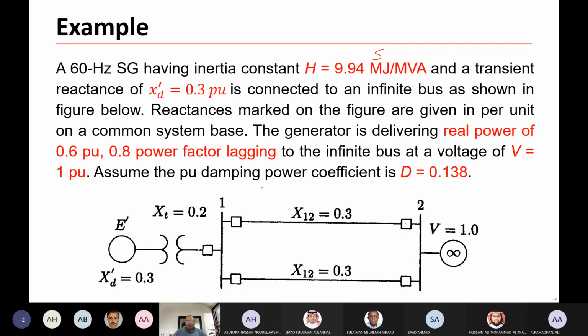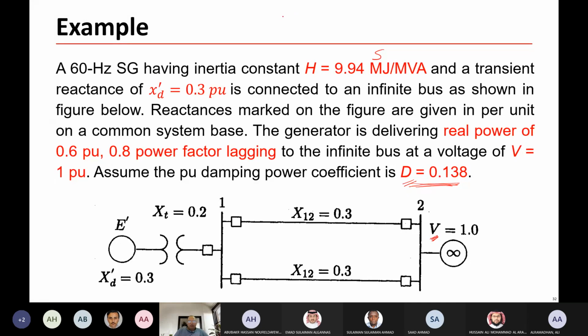The generator is delivering a real power of 0.6 per unit at 0.8 power factor lagging to the infinite bus at a voltage V equal to 1 per unit. Assume this 1 per unit infinite bus voltage. Assume the per unit damping power coefficient D is 0.138.